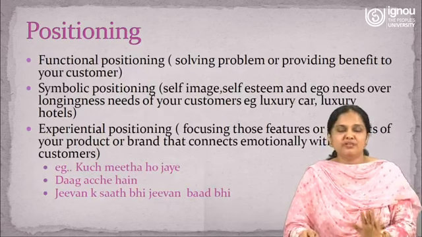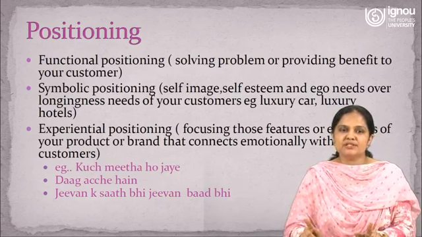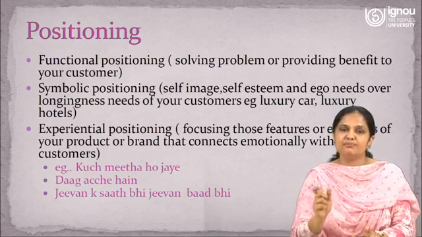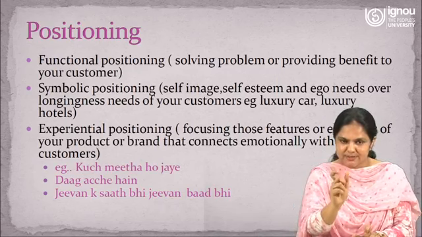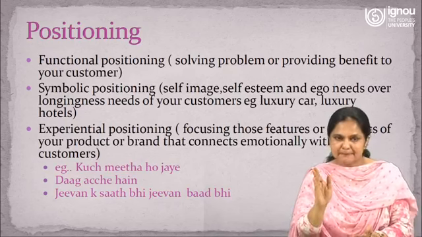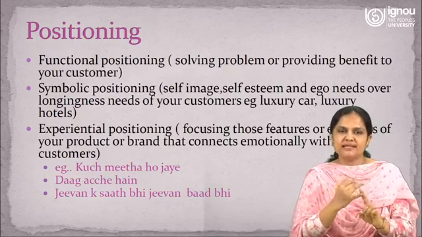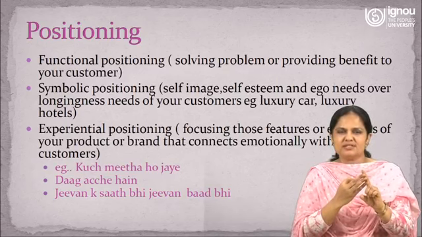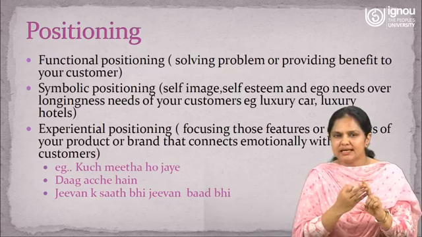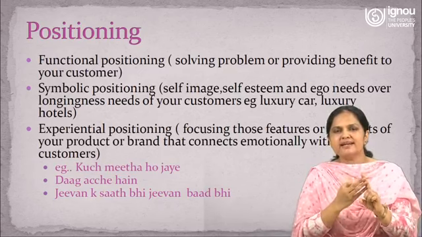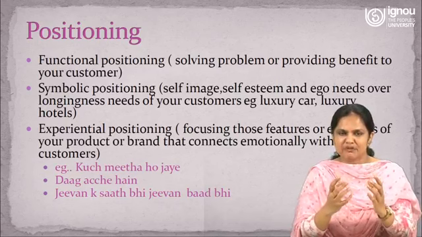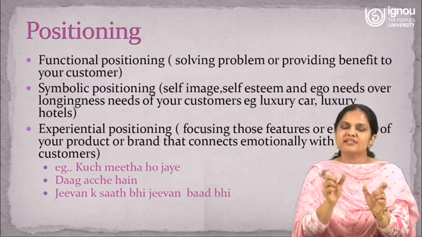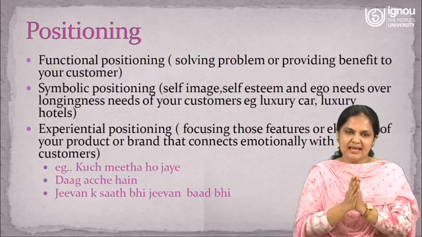So positioning can be of three types: functional positioning, symbolic positioning and experiential positioning, on the basis of the attributes that you are providing through your offerings. Offerings means products and services, right? So it can be of three types: functional, symbolic and experiential. When we are trying to do functional positioning, that means we are trying to identify some features which the competitors are not providing in the market, which we can provide. That is called functional positioning, right?